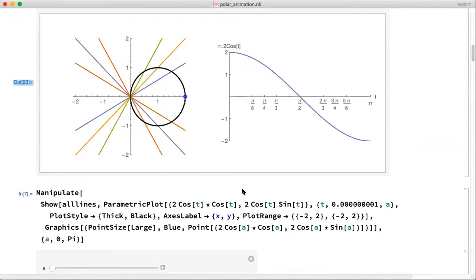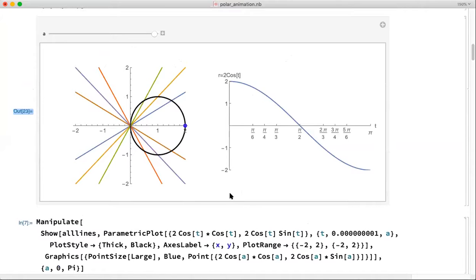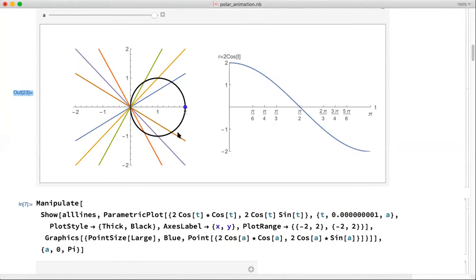Before we do, that circle we were just talking about, look, its center is right here at 1. That was half of our A, and its radius is also 1. So if you change the 2 in this equation to some other number A, then the center of that circle is going to be at A over 2, and its radius is going to be A over 2.